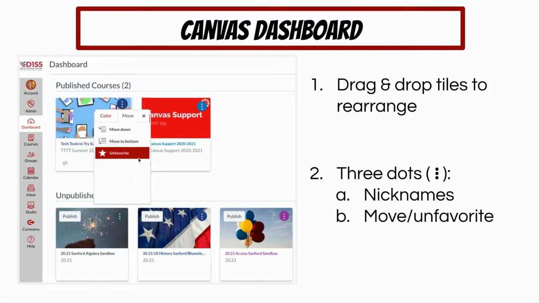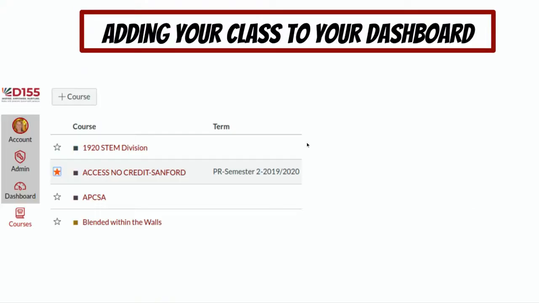But let's say you have a tile on your dashboard that you don't need to see every single day. You can click unfavorite and it will move that to a different place, so you don't have to see it every single day. So if you want to get rid of your Growing with Canvas class or old sandboxes, you can unfavorite those and it will remove it from your dashboard.